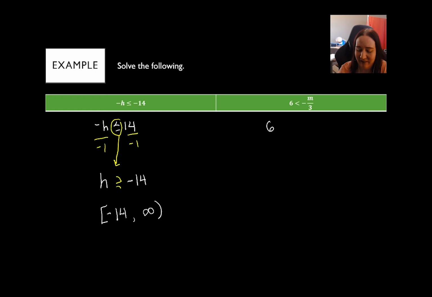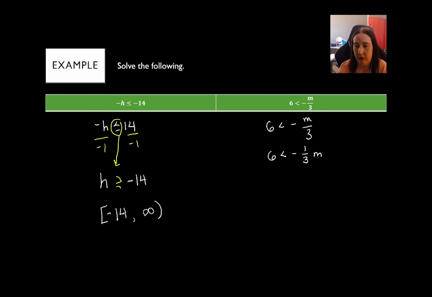Here we've got 6 less than negative m over 3. So if you see a variable over a number that's basically a fraction, that is the same as if we had a 6 less than negative 1/3 m. So those are equivalent. So you can just pull that m off and put a 1 there instead to see the actual fraction that you have.